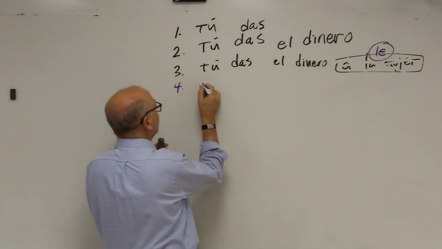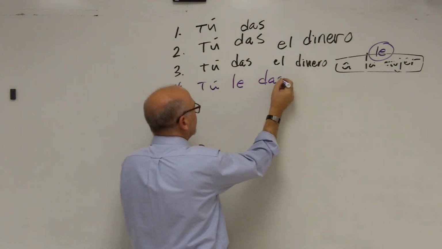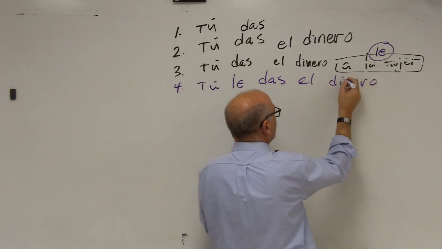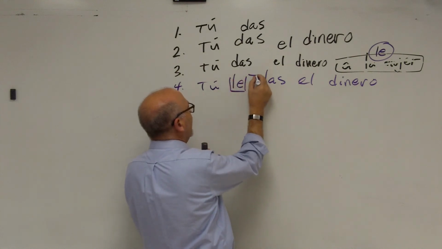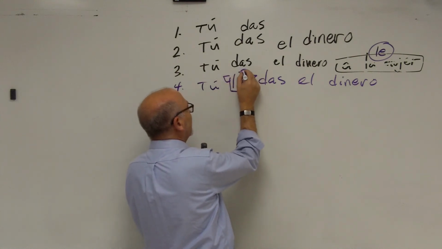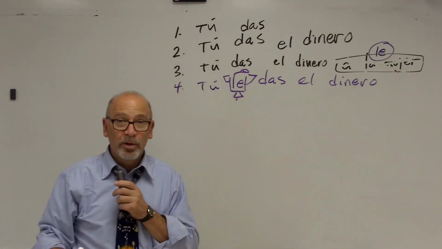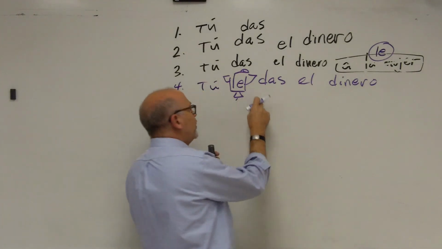This is what you should have. Tú le das el dinero. Why? Well, because this is where you put the indirect object pronouns, the 'bird words,' okay? Caw, caw. That's a bird. Kind of. Not really. Well, anyway, that's where you put the indirect object pronouns. They go right there. You give the money to her.